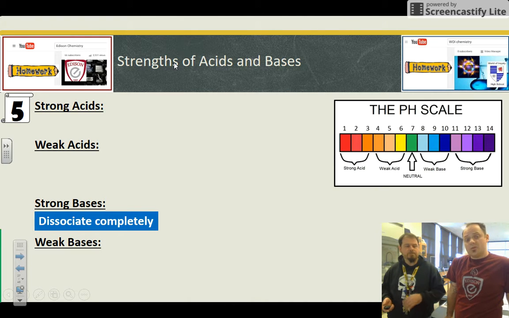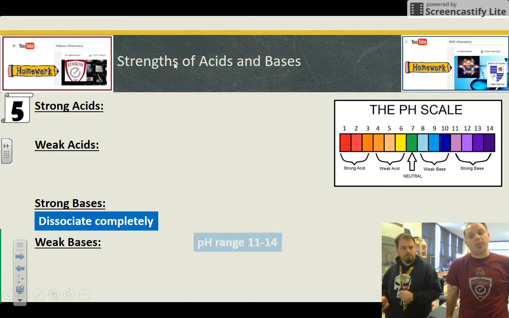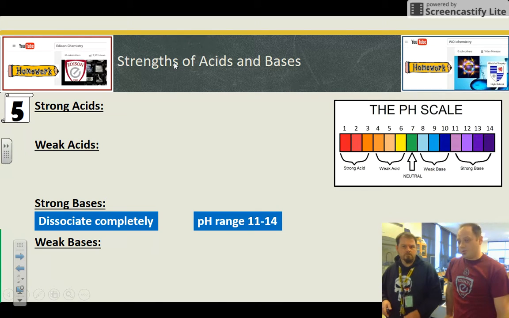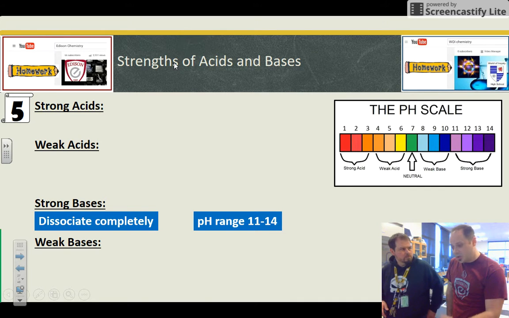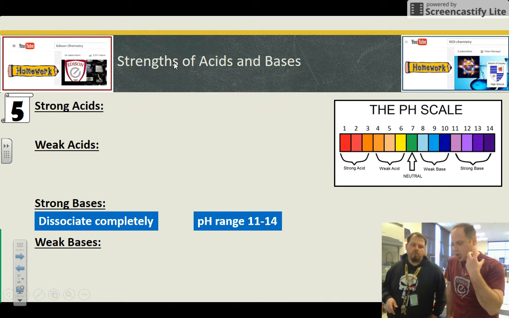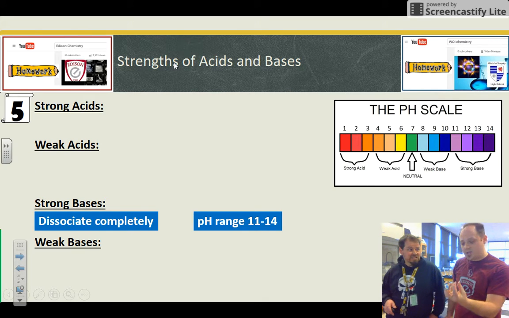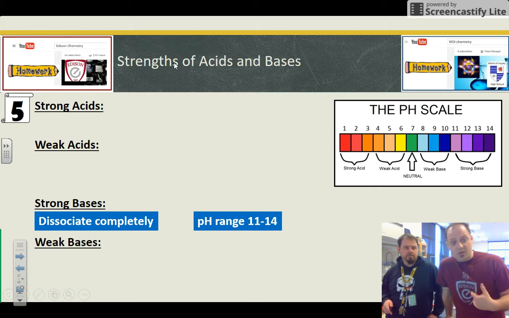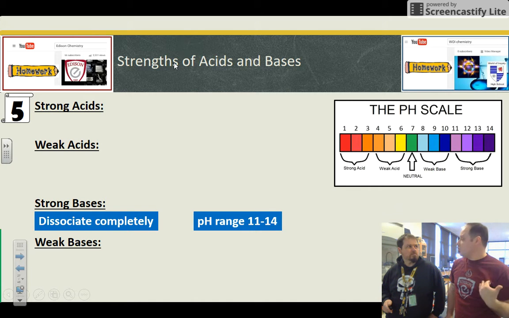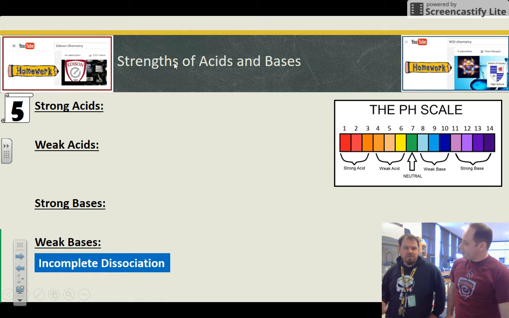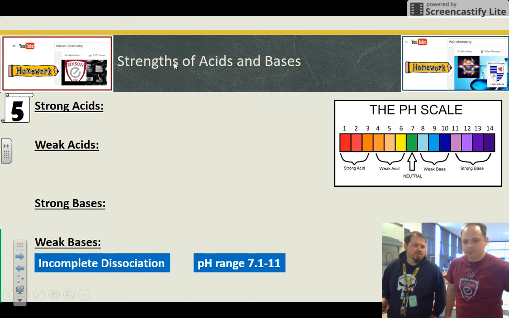Same reason, strong bases will dissociate completely. These things have a pH of 11 to 14, like concentrated drain cleaner tablets, concentrated laundry detergent packets, cement and concrete even, because the ingredients have extremely strong pHs, so you want to wear gloves and protect yourself when you handle that stuff. Weak bases. Weak just means incomplete dissociation, a little bit lower down in the range, and we're moving on.